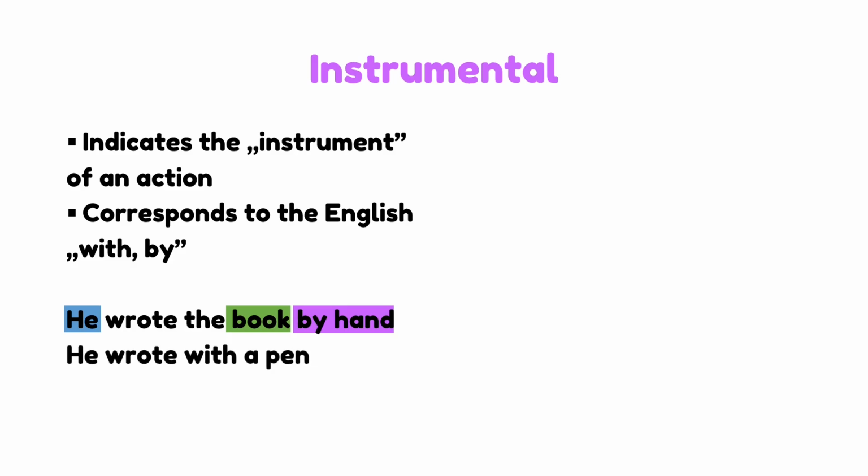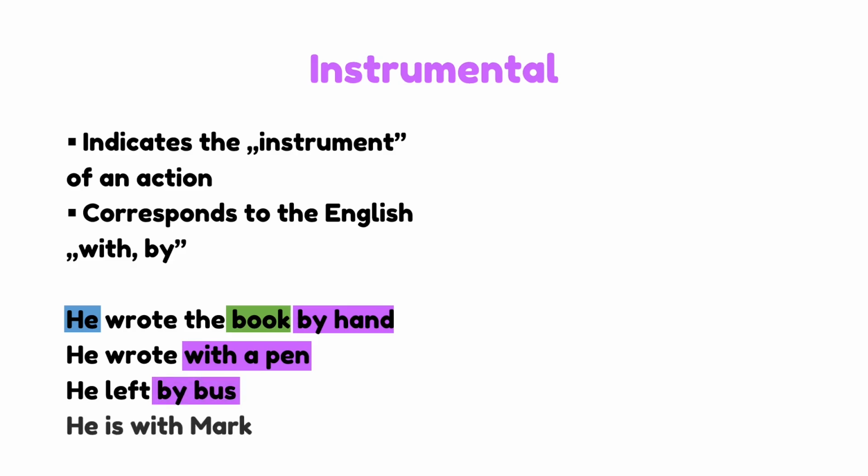And he wrote with a pen. With a pen is in the instrumental case. So, there's another sentence, sorry. He left by bus. By bus would be in the instrumental case. He is with Mark. With Mark is in the instrumental case.